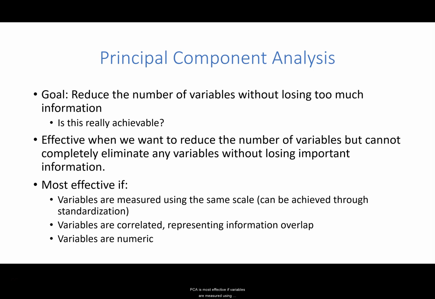PCA is most effective if variables are measured using the same scale. This can be easily achieved through standardization techniques such as converting values into z-scores. PCA is also most effective if the variables are correlated. When variables are highly correlated with each other, PCA can achieve very significant reduction in data dimension without losing much information in the data at all.